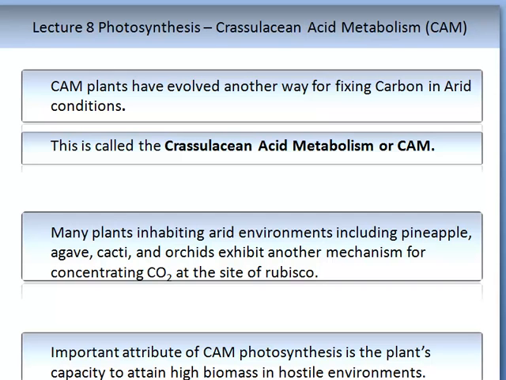Some examples of CAM plants include pineapple, agave, cacti and orchids, and they all exhibit another mechanism for concentrating carbon dioxide at the site of rubisco.